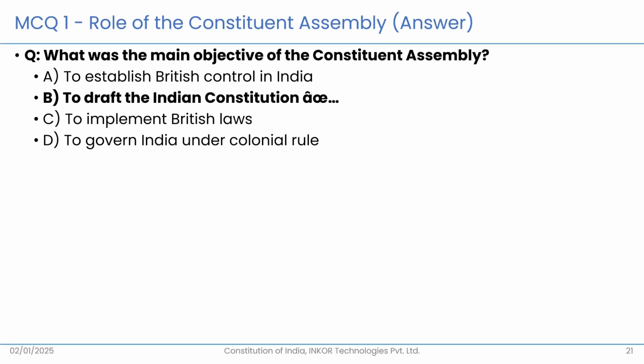The correct answer is B. To draft the Indian Constitution. The Constituent Assembly was formed in 1946 to draft an independent constitution for India. It played a key role in shaping the legal and governance structure of the country.